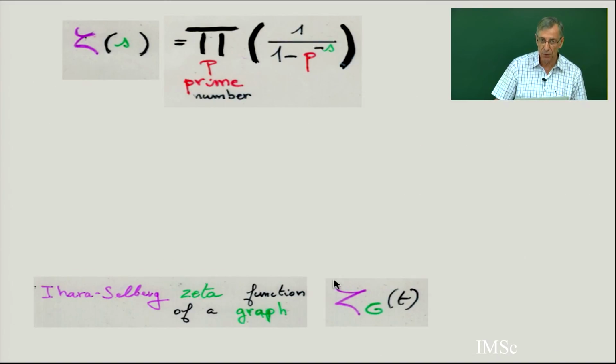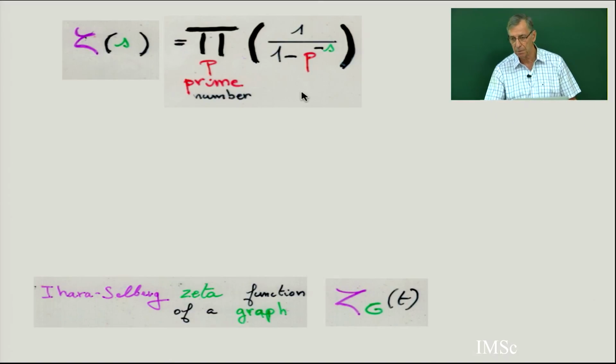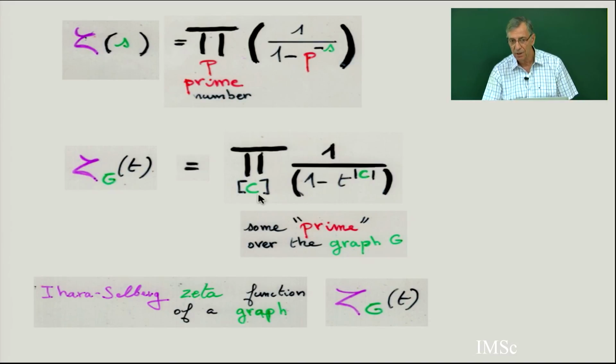So the idea is the following. You take the Euler formula, expressing the Riemann zeta function as a product over all prime numbers of 1 over 1 minus something prime, and I would like to extend it to a graph by having an analogous formula. You have to replace the prime number by something which is written bracket equals C. It's going to be some prime over the graph. The primes we are going to define. There will be different zeta functions according to what you define as a prime on the graph.